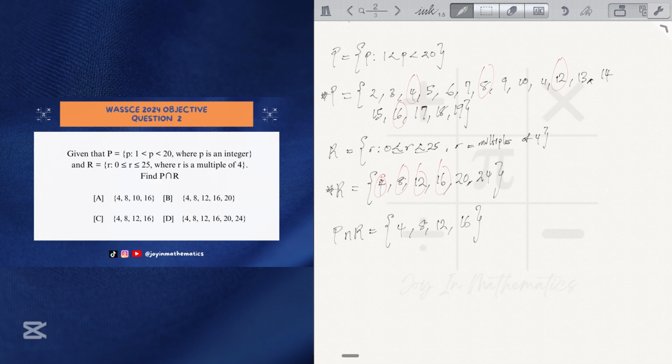However, if we are asked to evaluate P union R, we know that we have to combine both sets. All the elements of P we bring here, so this will be the first set. All the elements of R we also bring here, and then we remove the duplicates.